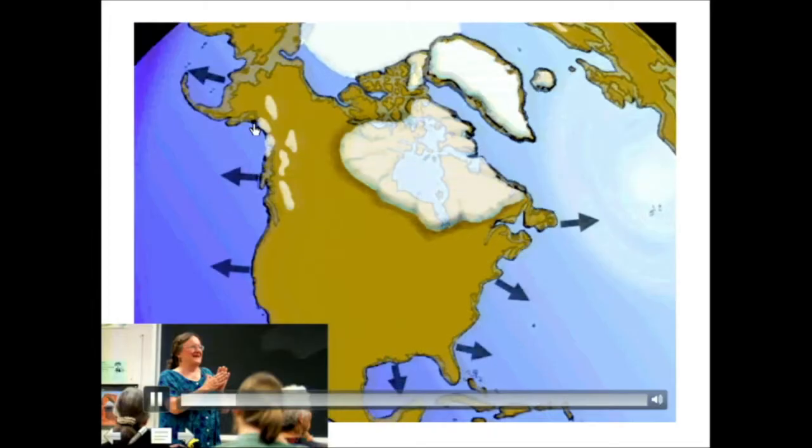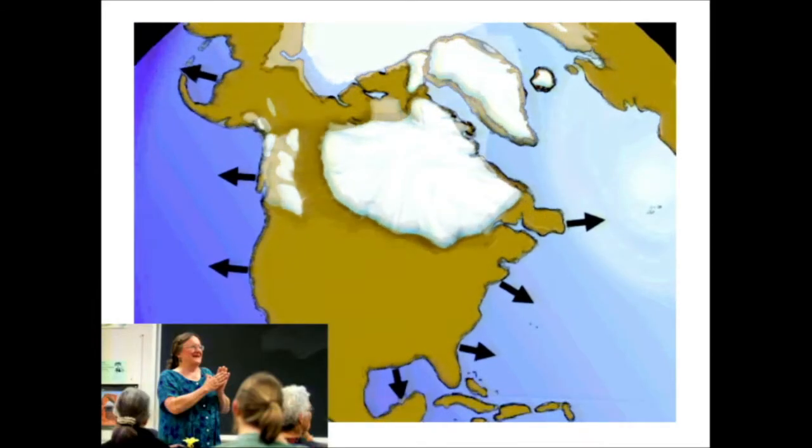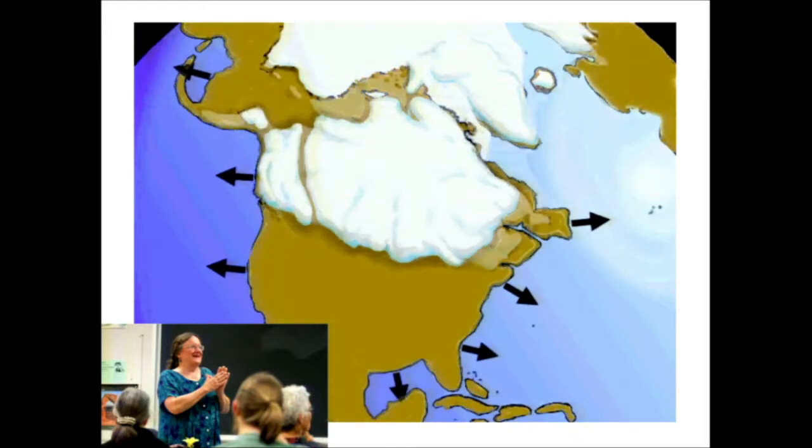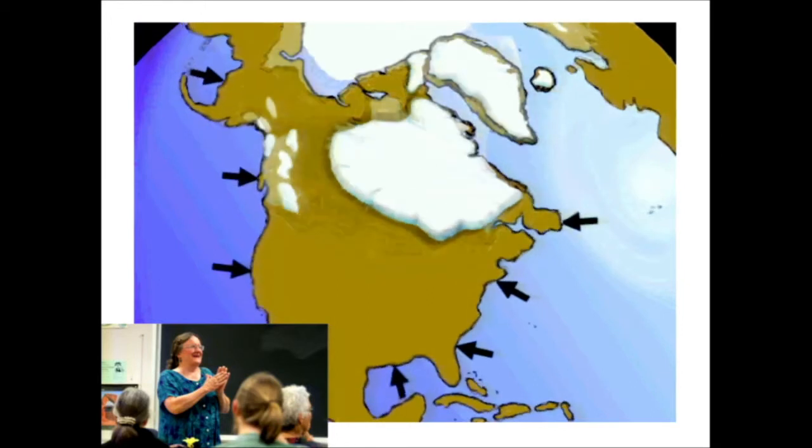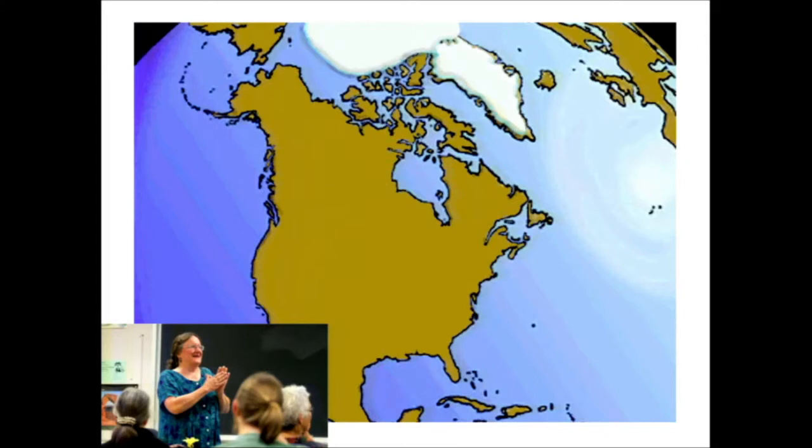So at some point, ice forms over Canada, spreads southward across the United States, spreads southward across Fennoscandia into Northern Europe, lingers around here for a while, and then it retreats, and it retreats quite quickly, remaining in Greenland.